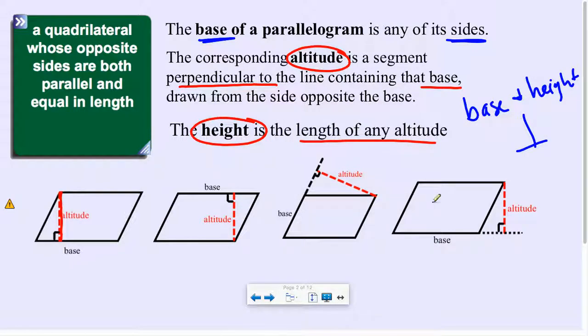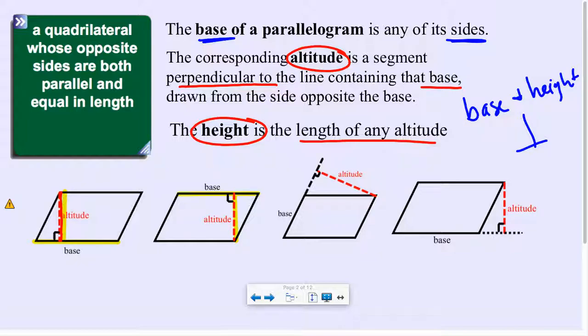So this first one, the same one that you have, I chose the base to be the bottom, then my height, my altitude is perpendicular to that. So it's going from the vertex to the opposite side. The second one you don't have, I use the top side of the parallelogram as the base. So from a vertex on the bottom, to go to the opposite side and make a right angle, I get this altitude.